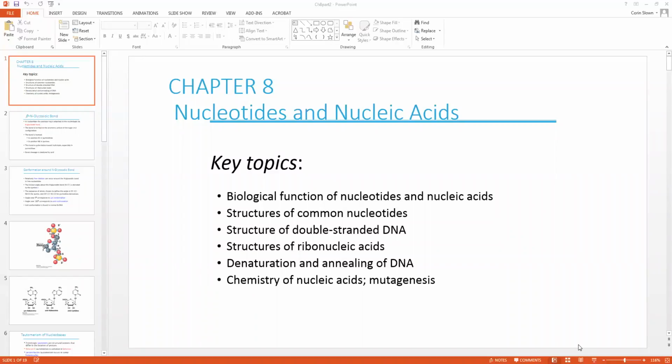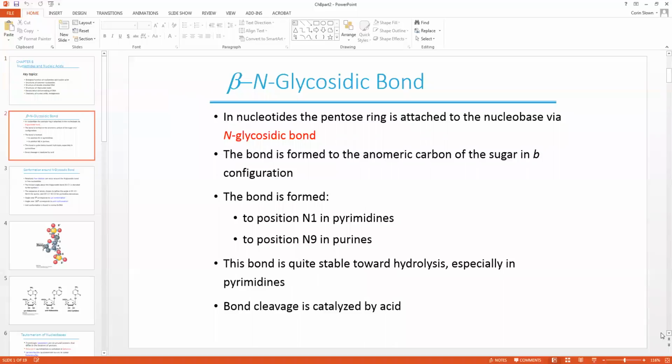So the last time we were talking about the structure of common nucleotides. Now we're going to take a deeper dive into the way these molecules function. So in nucleotides, the pentose ring is attached to the nucleobase via a glycosidic bond. So this is at the anomeric carbon. So that position is formed at the N1 in pyrimidines and at the N9 in purines.